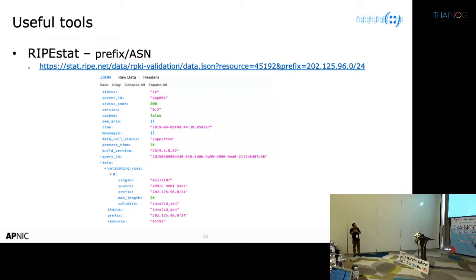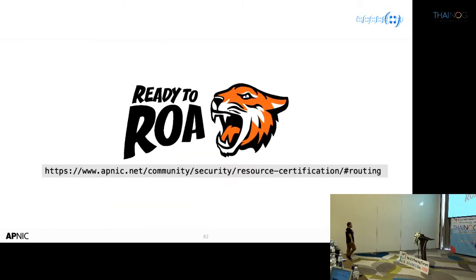RIPE has this JSON interface that they provide. I use it to validate a couple of things. Using this link, what I normally do is I type in whatever AS number and whatever prefix combinations you can throw and see whether it's valid or invalid. But for automation, this is good. They give you a JSON interface, okay?